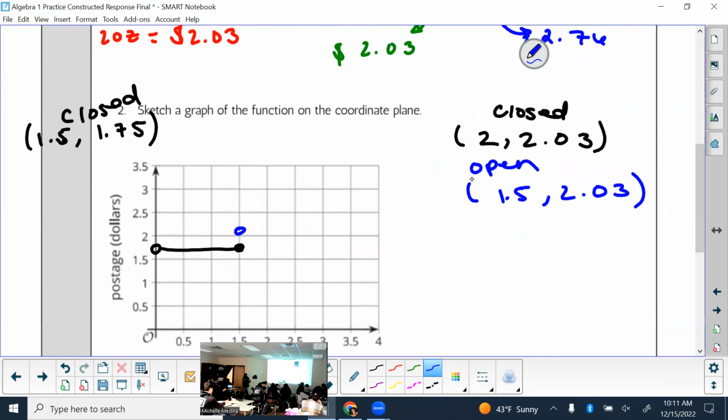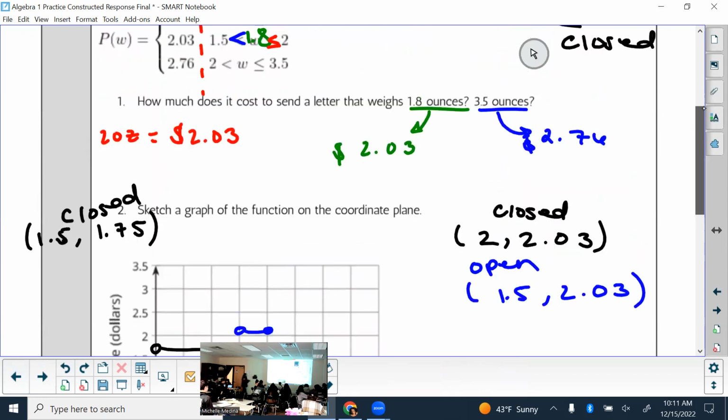And then we already said the closed circle would be at 2 on the x, 2.03 on the y, and then connect them because they cost the same. All right, they do not need to be an equal length. I think I saw that in some of the responses on the constructed response. It just depends on the rule. All right, we still have one more segment according to this.